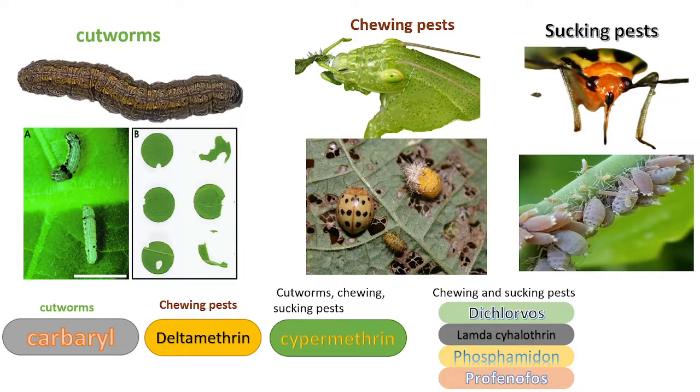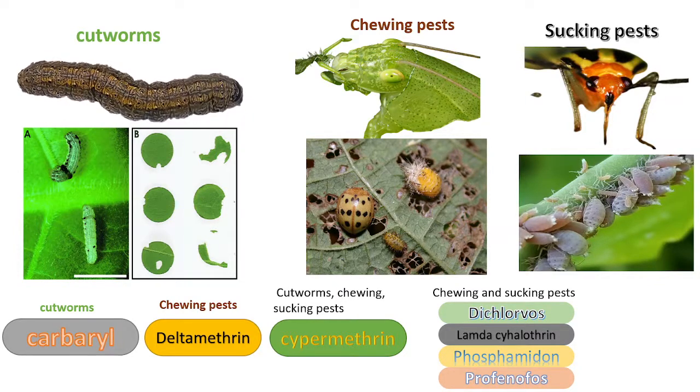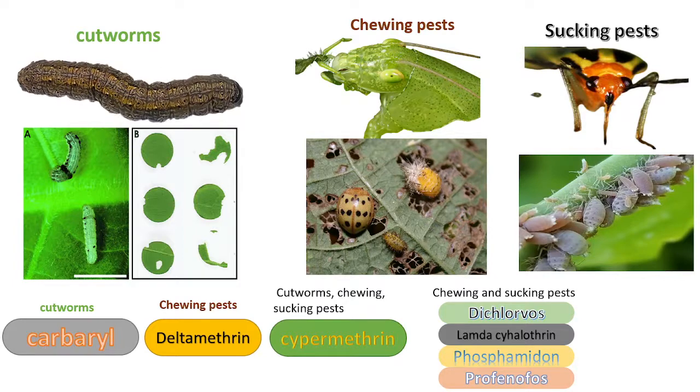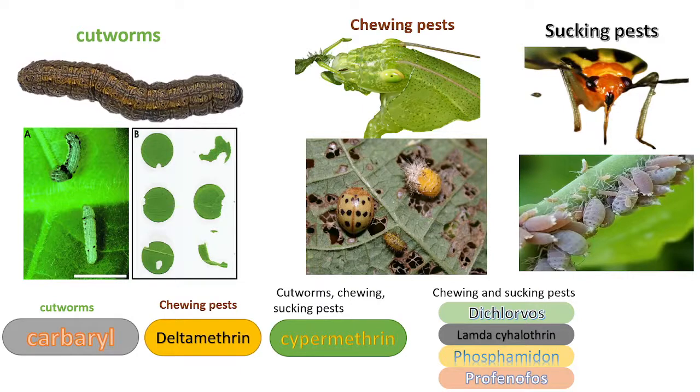So when you go maybe for the first time, you can use cypermethrin because you don't know what kind of insect is attacking your crops. But when you know what type of insects attack your crops, then you can take those chemicals that are effective against that kind of pest or that kind of species. So cypermethrin is broad spectrum.